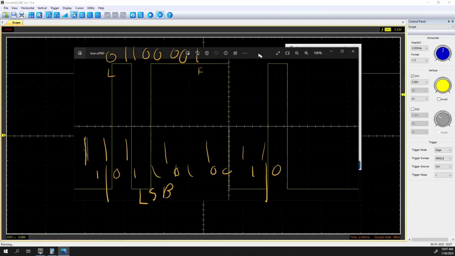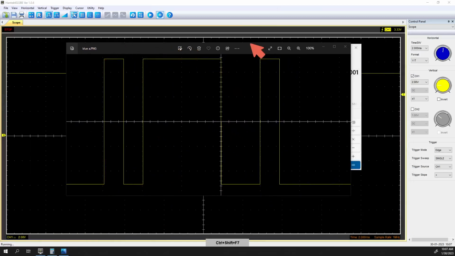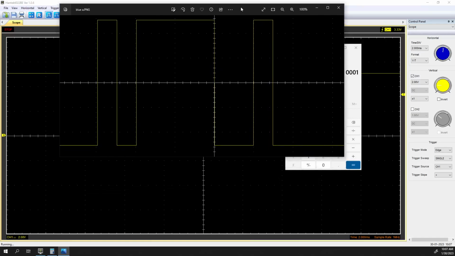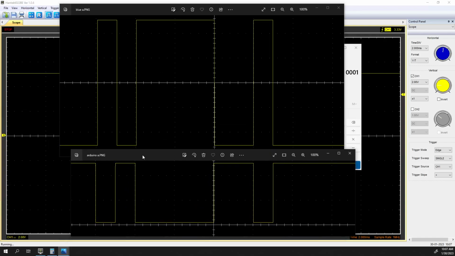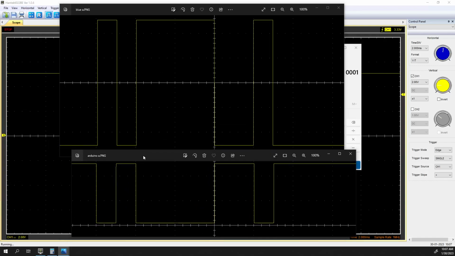So here I have, let me clear my screen off, make my life a little bit easier. Here I have the blue connector, and here I have the Arduino, which is the data capture. What differences do you guys think? The one on top goes in the negative. Excellent.